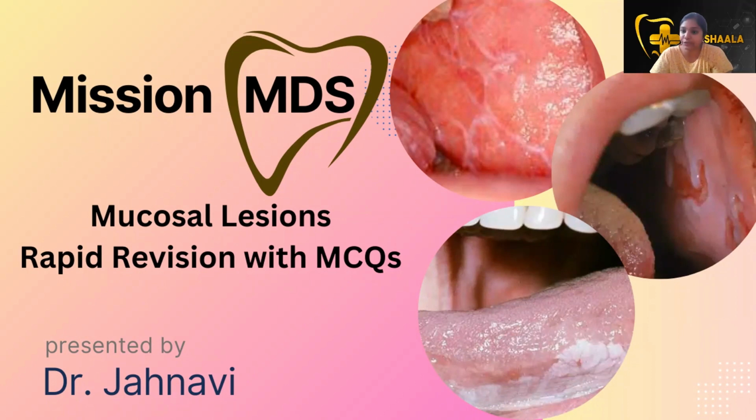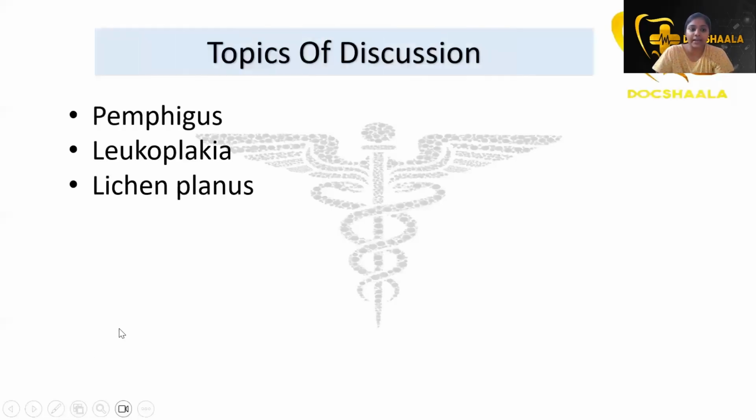So in this revision video, we are going to see about mucosal lesions. Here we are going to importantly discuss three types of mucosal lesions: lichen planus, leukoplakia and pemphigus. Okay, so let's just dive into these and revise it rapidly.